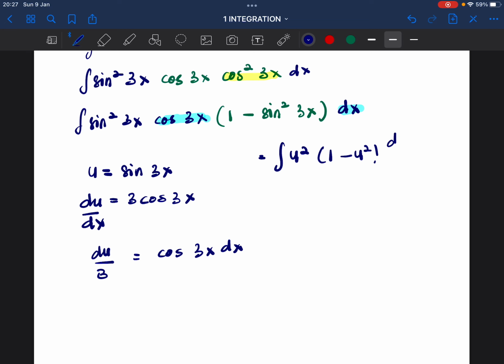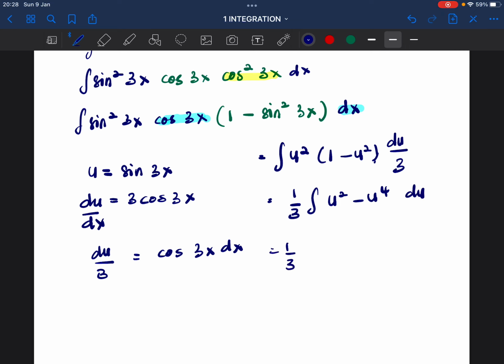Okay, kenapa kita buat macam ni? Sebab kita nak change everything in terms of u. Okay, kita nak change everything in terms of u sebab kita nak integrate with respect to u. Okay, so now we can simplify. Ada constant 1 over 3. 1 over 3 bukan 3. Constant 1 over 3. So here we can expand minus u power 4 du.